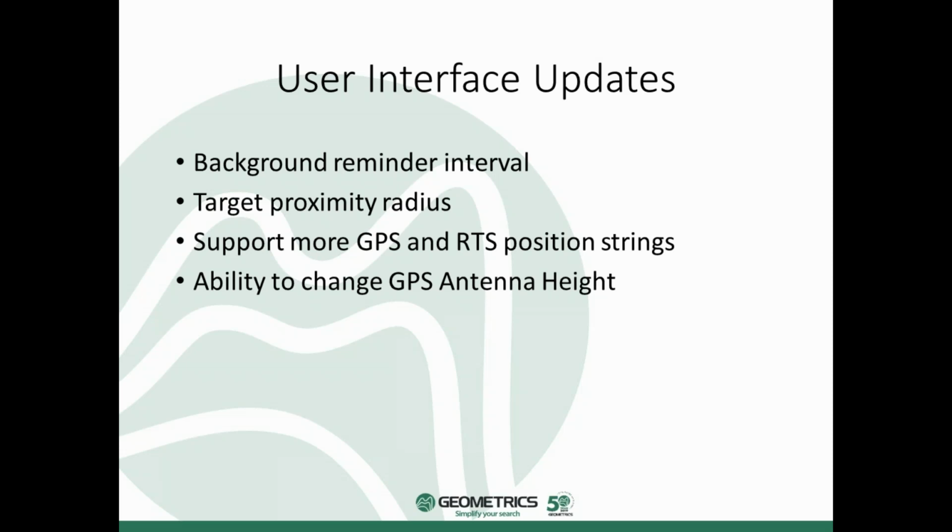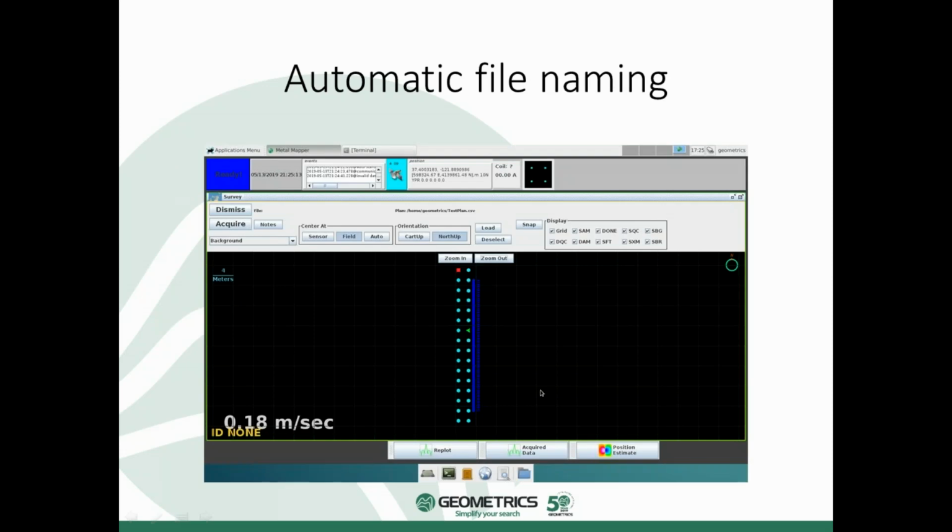The target proximity radius is now selectable as well. And what that means is, let me go back to a slide. So the default right now for this target proximity radius is 1.5 meters. And so what that means is the software will restrict the operator to selecting a target only when the cart is within 1.5 meters of that GPS position. And this feature was implemented to help the field crews make sure they're selecting the proper target ID.